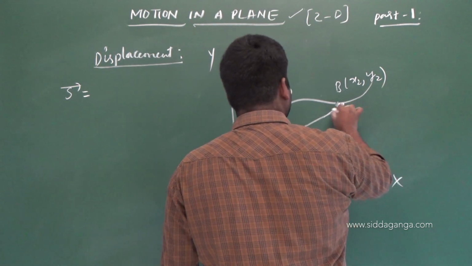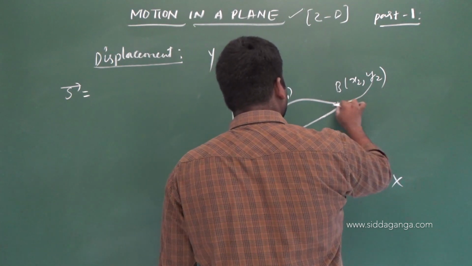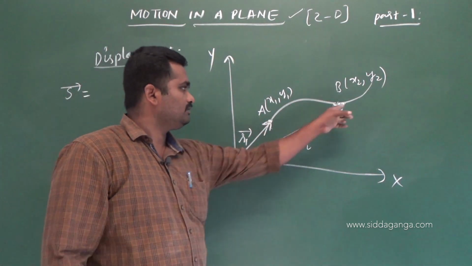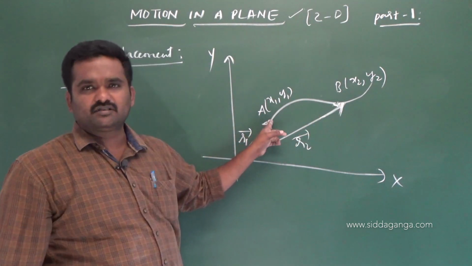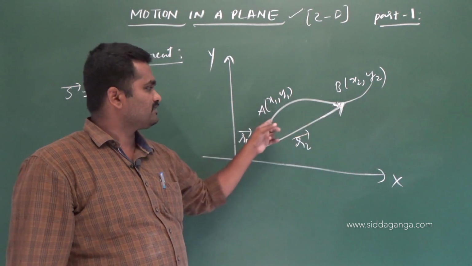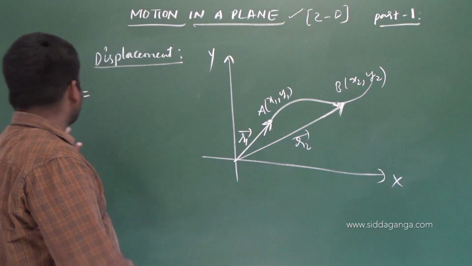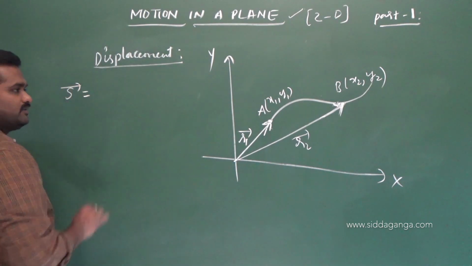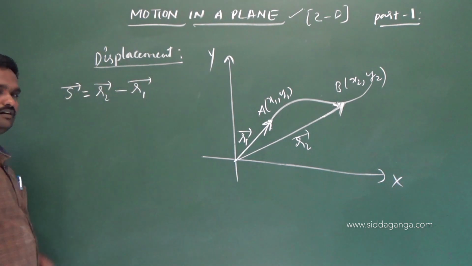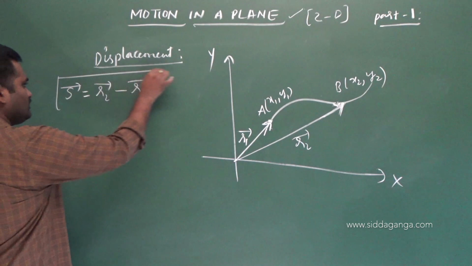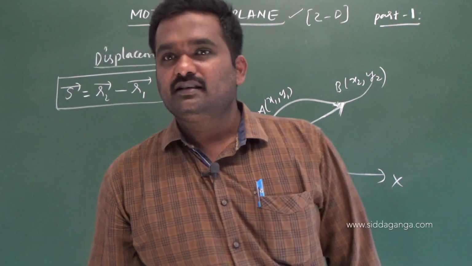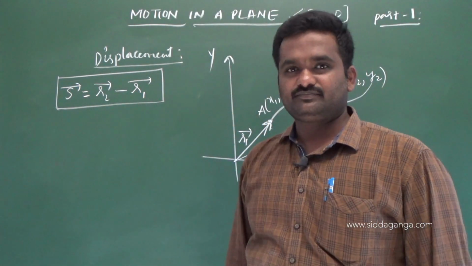I will say this is the point here. What is this one now? R2 bar, position vector R2 bar, and this is R1 bar. R1 and R2 are the position vectors of A and B when the body has travelled from A to B. How to write the displacement? Displacement of that particle from A to B means final position vector minus initial position vector. R2 bar minus R1 bar itself is nothing but the displacement.